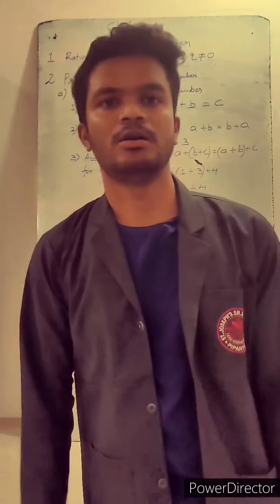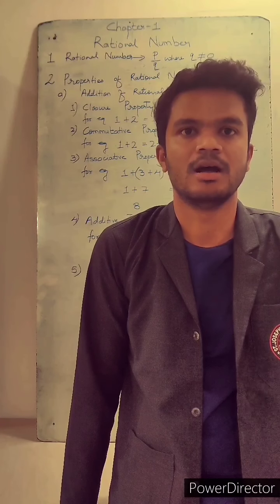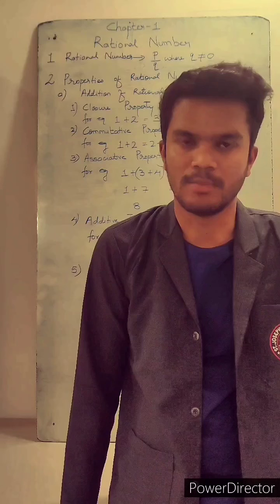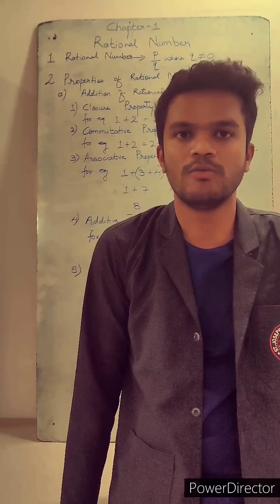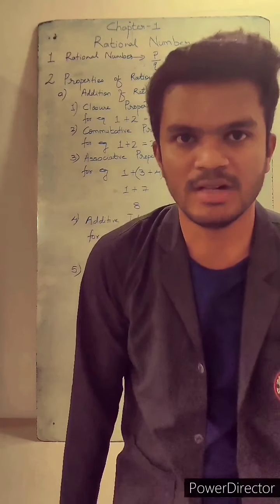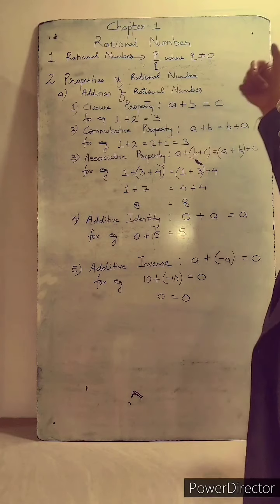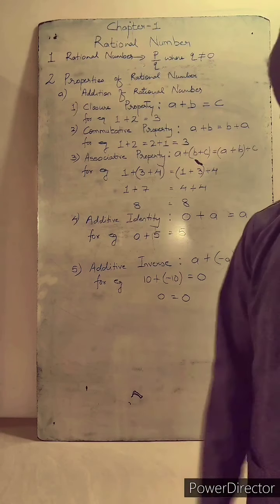In this chapter, we will learn a total of 3 things. First, the properties of rational numbers. Second, how to visualize any rational number on a number line. And the third thing is how to find a rational number between any two rational numbers. Starting with the first topic, we will start with the properties. The first property is addition of rational numbers, for which we have to learn a total of 5 sub-properties.